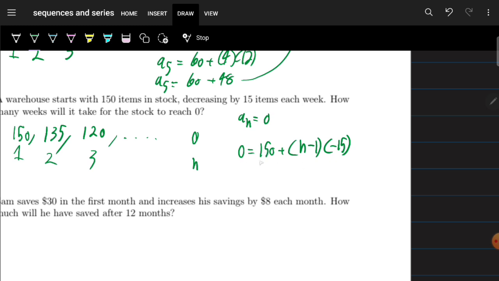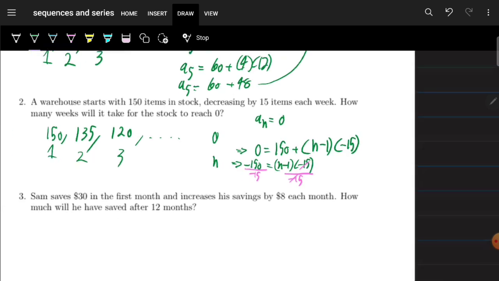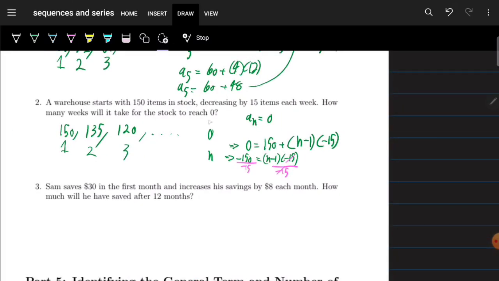So we can start by subtracting 150 from both sides. If I subtract 150 from both sides, we get n minus 1 times negative 15 on this side. Next, what I'll do is I'll divide both sides by negative 15. So the negative 15s will cancel out here, and we will get, I think I should move this up a little. Let's move it here.